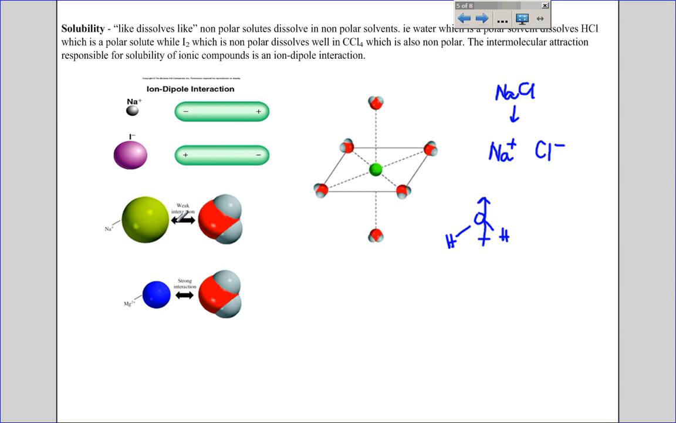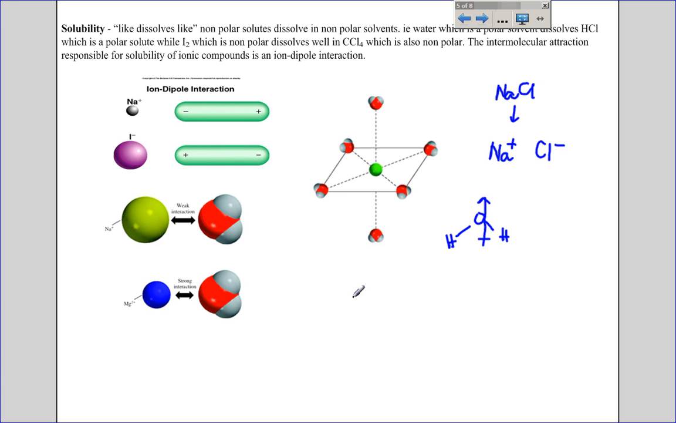Now on this side, they're showing you that the sodium ion, which has a positive 1 charge, is going to have a weaker interaction with the water molecule than this smaller magnesium ion with a positive 2 charge. Okay, so that's just something to note as we discuss solubility later on in the year.